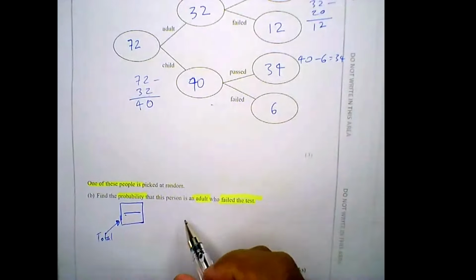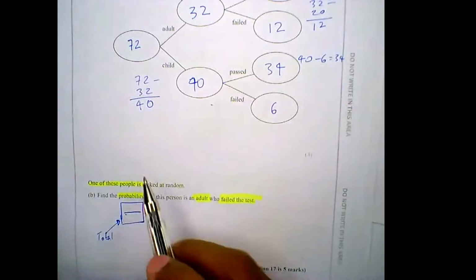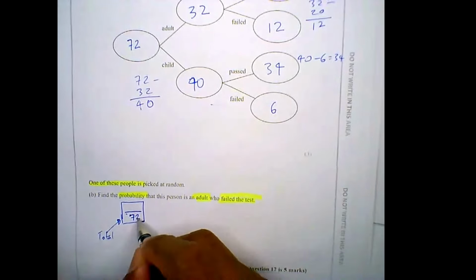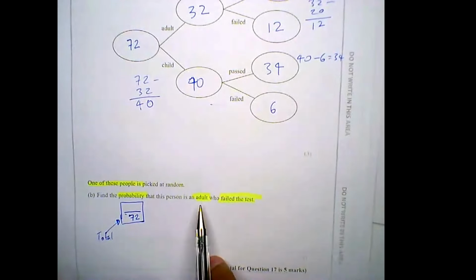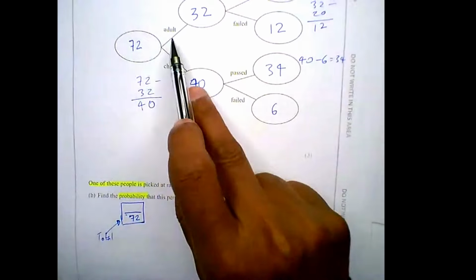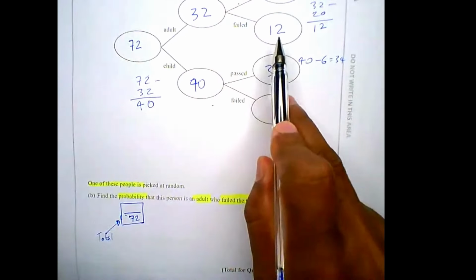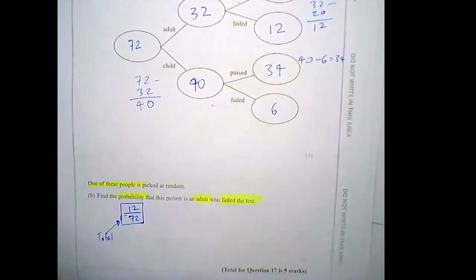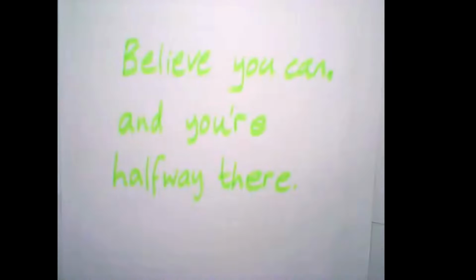What I'm looking for, so one of these people, there are 72 people. So 72 people, I put 72 here. And I'm looking for an adult who failed. So adult, pass and fail is 12. So I've got 12 here. So my answer is 12 out of 72. Okay, let's move on to the next question.